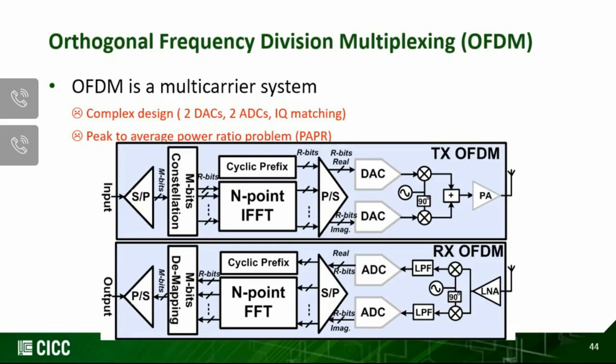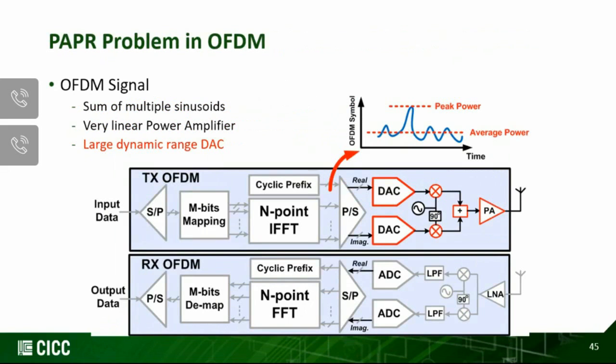However, that comes at the cost of complex design, especially you have DACs and ADCs and a power amplifier, which has to be highly linear. And it's particularly difficult in the presence of the peak-to-average power ratio problem. We call it PAPR. In OFDM, the PAPR is really high, meaning that the difference between average power and peak power is very large, which has to be sustained by the DAC and power amplifier linearity. It means that the DAC and PA have to burn a lot of power to have a large dynamic range.